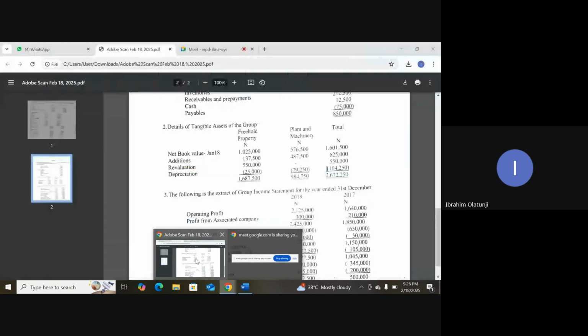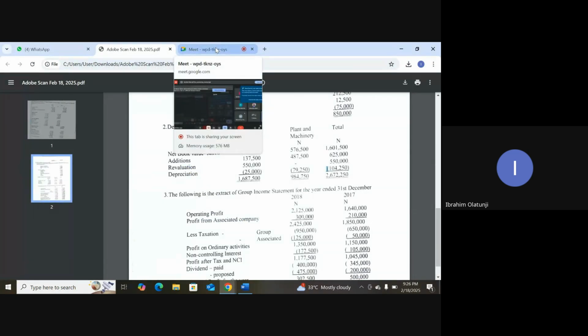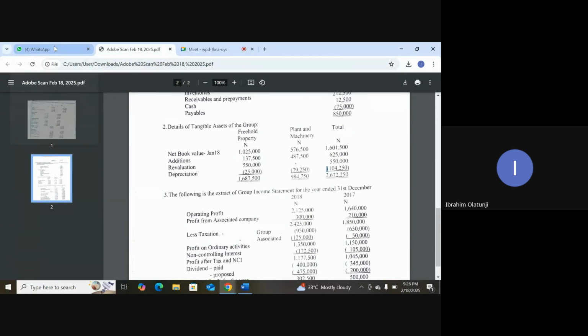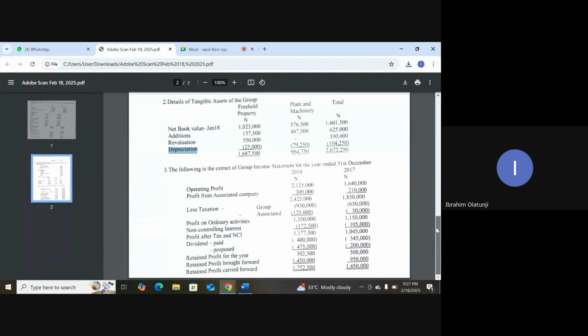So you have to subtract the share of associate company profit. Everything that I mentioned, we now go to our question and check whether we have it or not. We can see depreciation, and we've already picked the depreciation. Then we check other things, if probably we have it. But if you don't have it, no cause for alarm, we move on.